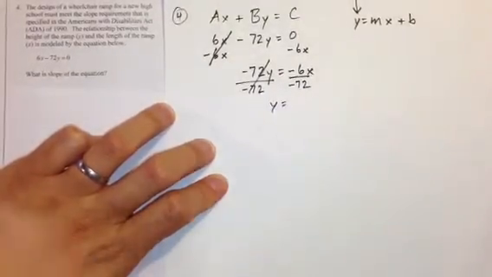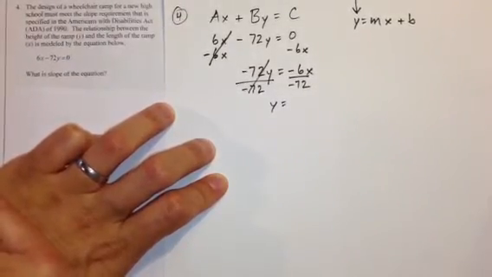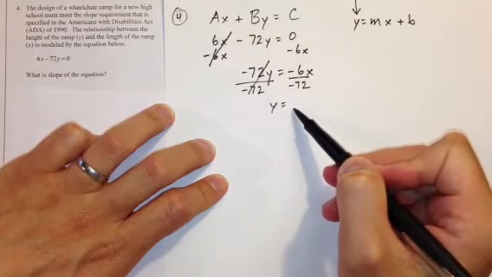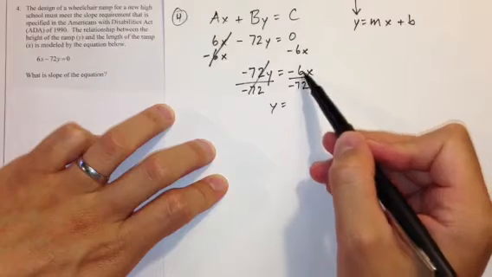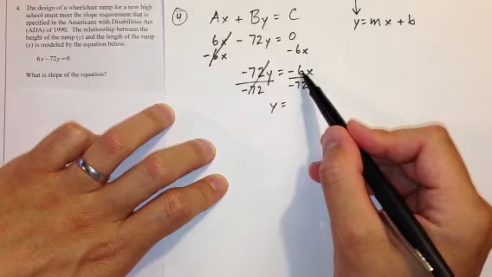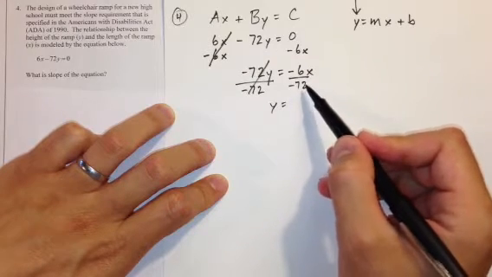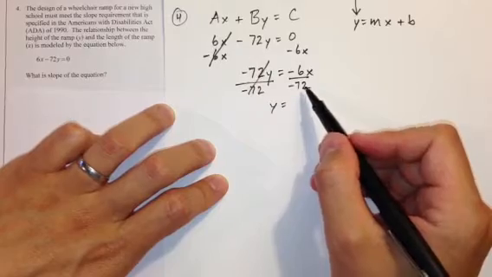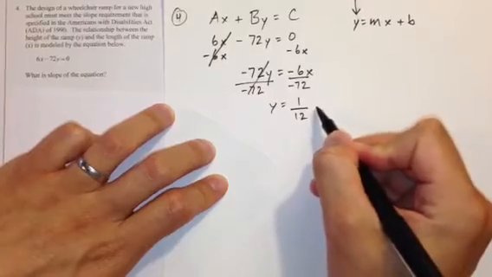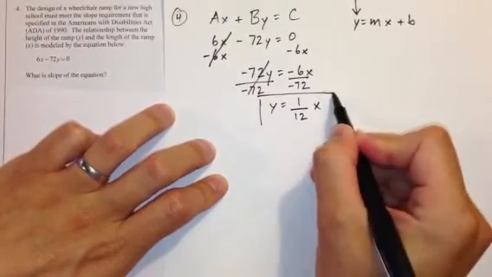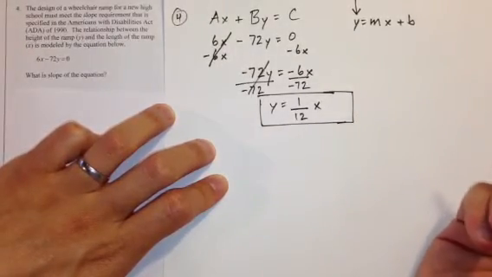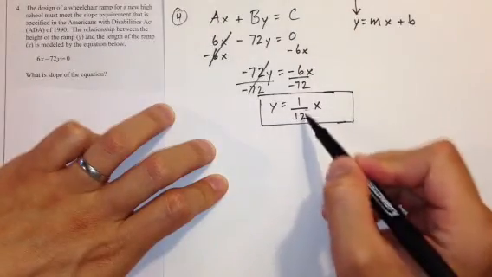So we get y equals, and let's see if we can simplify this. Well, we know that a negative divided by a negative is a positive, so our answer is going to be positive. And what's the greatest common factor of these two numbers? Well, 6 goes into 6 one time. Can 6 go into 72? Yep, 6 can go into 72 12 times. So the simplified version, 6 over 72, equals 1 over 12. So our equation in slope-intercept form is y equals 1 over 12x.